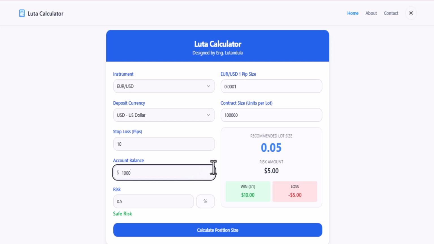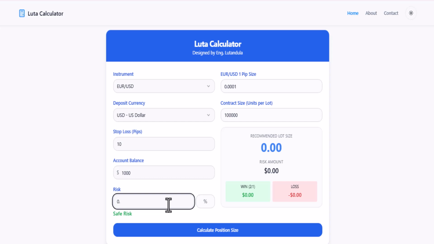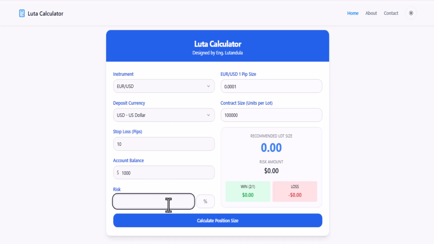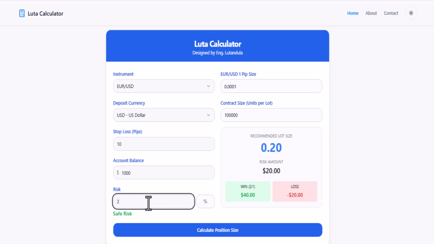Now, here's where things get interesting. This is where you decide how much of your account you want to risk per trade. Let's go through the different risk levels so you can make the best decision. Risk percentage is the most important part of your trade. Let's break it down so you can make the right choice. 0 to 2% risk equals safe risk.